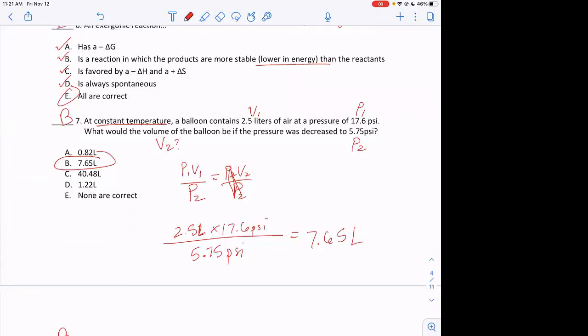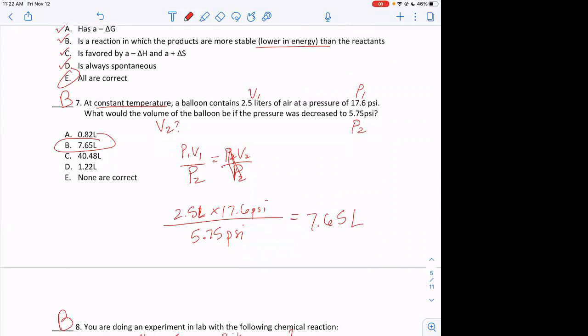And what did we find? Okay, as pressure decreased, volume went from 2.5 to almost 7.5, right above. So as pressure decreased, volume increased, because they're inversely proportional. If one goes up, the other variable goes down.